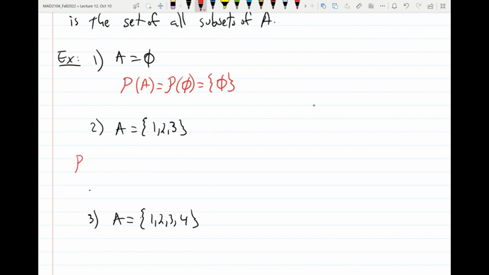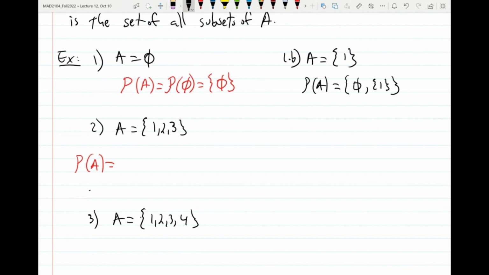Okay, so number 2, what would be the power set of A? We have to make all possible subsets. If you want, let me do it here, 1B. Let's do it with one element. So what would be the power set of the set containing the element 1? You have to list all subsets. What are all subsets? The empty set and the set containing 1. You have to be careful. The elements inside the power set are sets, not just elements. So you have to put the little curly braces. Do you understand this? Okay, good.